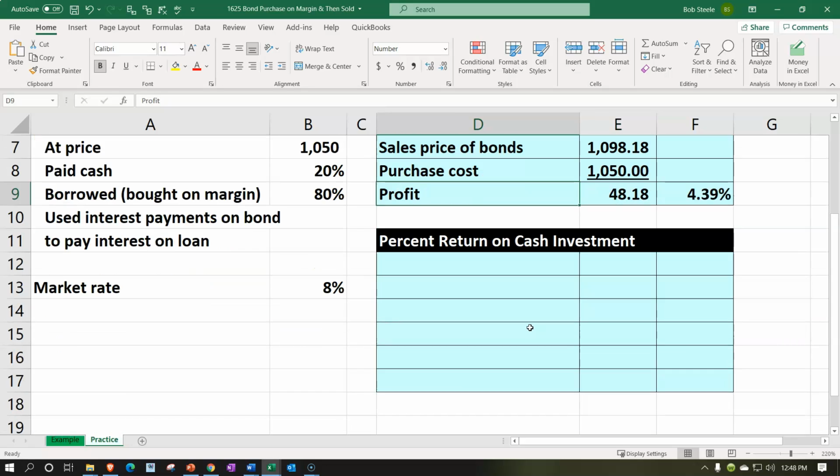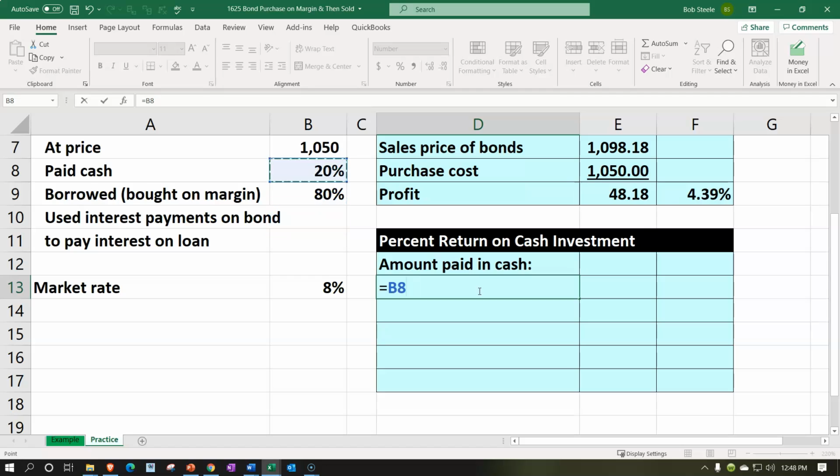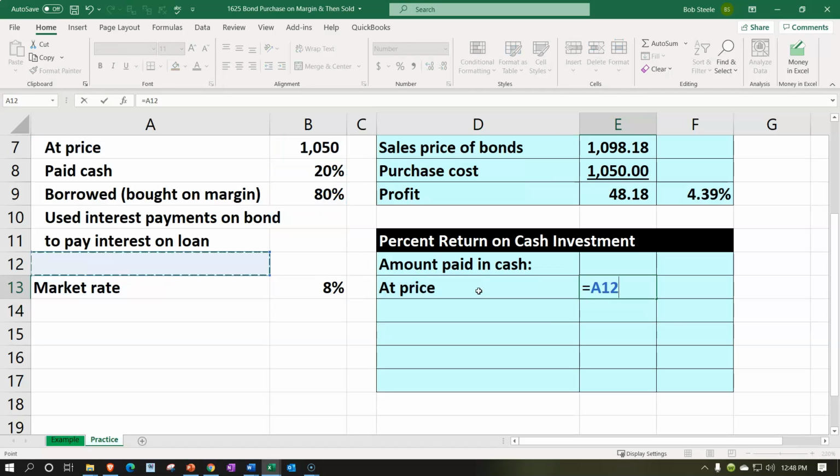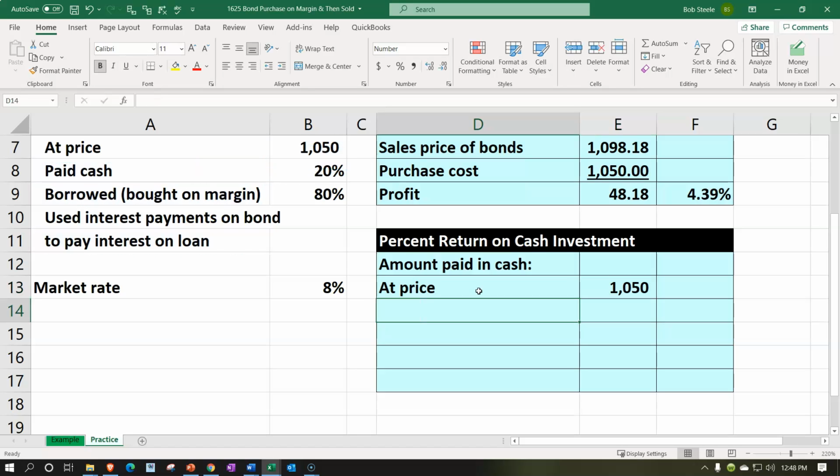But let's think about the situation. What's the profit compared to the cash that we actually put down on the bond? So let's first think about the amount paid in cash. So a calculation of the amount that we paid in cash. We had the price of the bond, which was the 1,050. I'm going to put this on the inside. 1,050, and we paid cash 20% of it. So this is the percent.